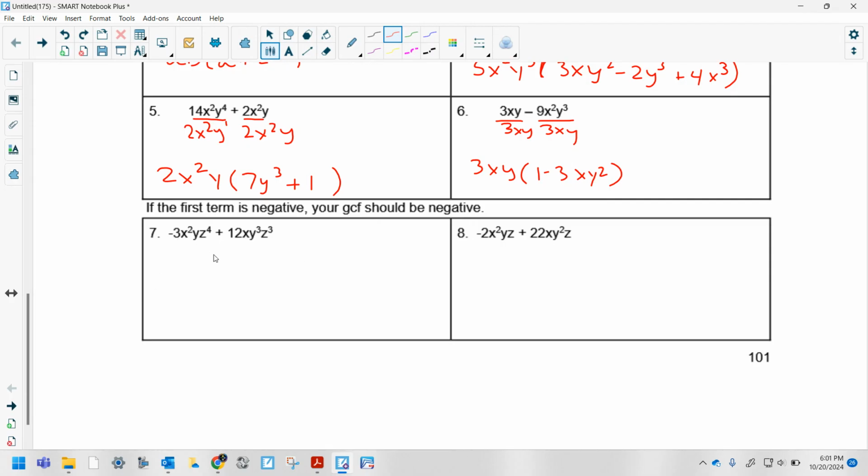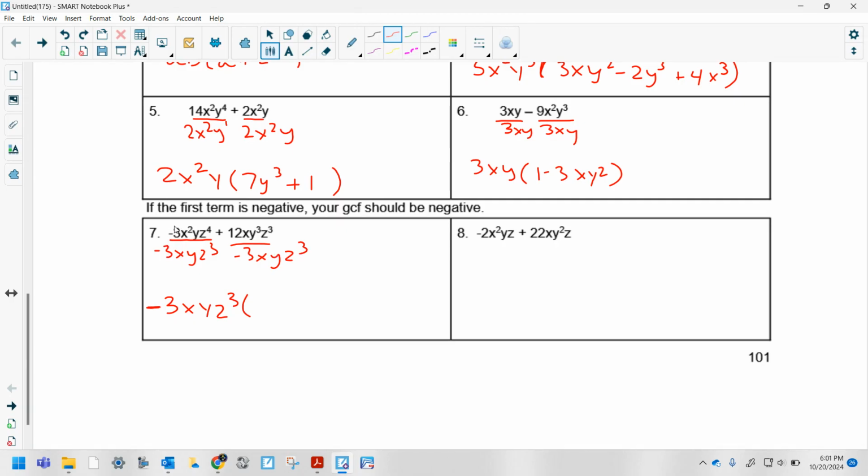Number 7 and 8. When the first term is negative, we have to bring out a negative in our GCF. 3 and 12. The GCF of 3 and 12 is going to be 3. x squared and x, y and y cubed, z to the fourth, z cubed, z cubed. Start your parentheses. Divide by negative 3x y z cubed, negative 3x y z cubed.